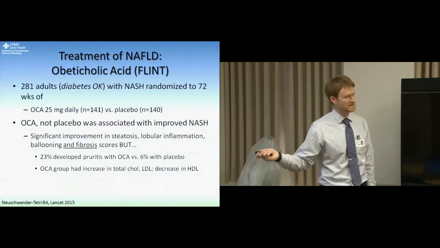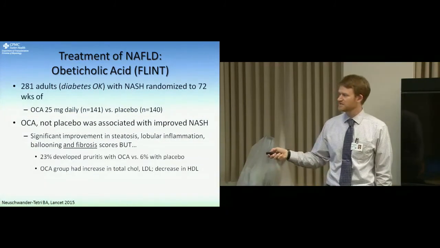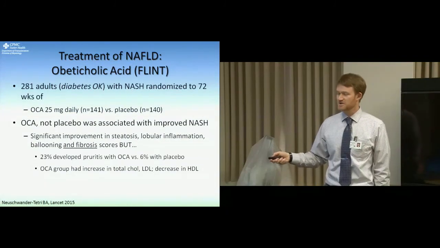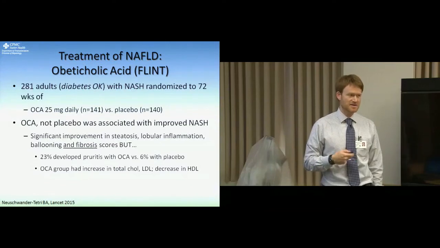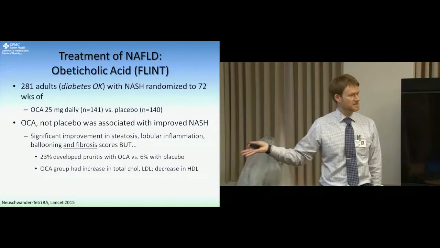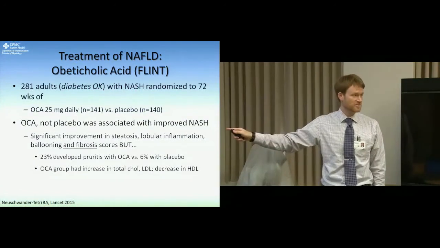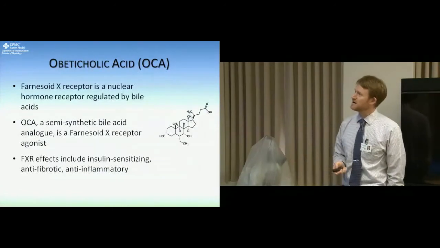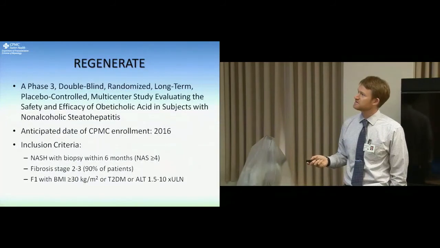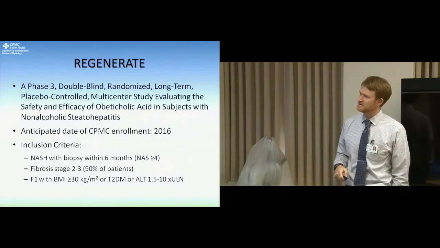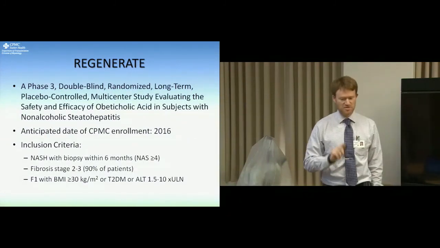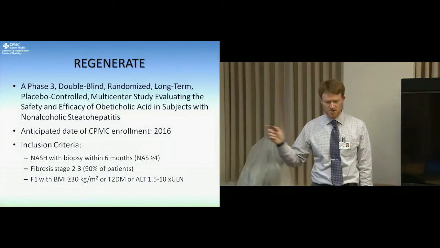That's not why it didn't get approved, though. It didn't get approved because it lowered HDL and raised LDL, not by a lot, but by a statistically significant margin. And the FDA said, we need to look more into this before we can give this drug to all these patients who are at metabolic risk. And so now there is a phase 3 trial that we will have within a month or so here, looking at NASH with fibrosis and obeticholic acid.